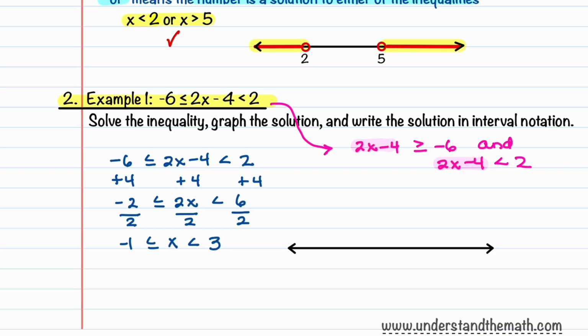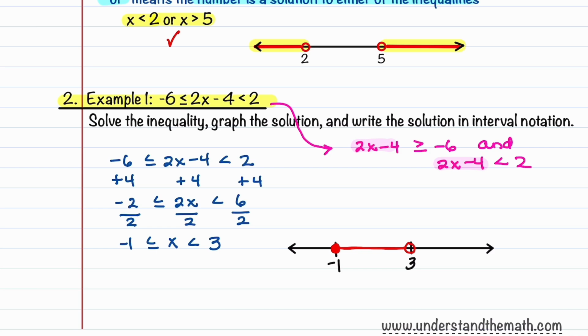Let's now go over to our number line and graph this solution. Let's put down a minus 1 and then a 3. X is greater than or equal to minus 1, so we're going to draw a closed circle at minus 1. X is less than 3. There's no equal sign there, so we're going to put an open circle at 3. And then x has to be all the values in between, so we'll draw a red line in between. That's the graph of our solution.